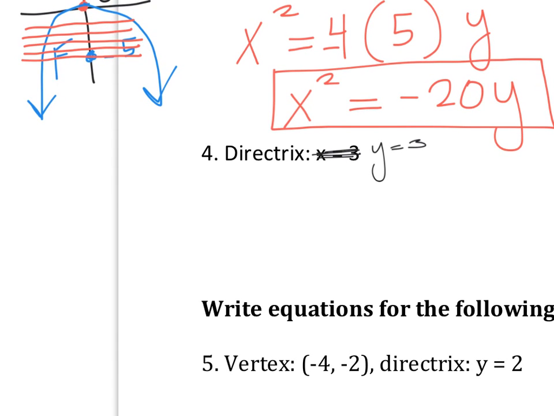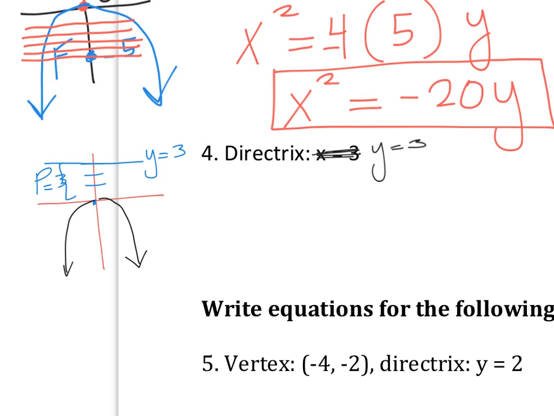Let me graph that. That will help me realize how this parabola opens. So I know that the vertex is at 0, 0, and y equals 3, so 1, 2, 3, that is my directrix. The distance between the directrix and the vertex, that's your p, which in this case is 3. So the distance between them is 3. Now remember that the directrix and the parabola will not intersect. So the parabola must open downward while the focus is somewhere inside the parabola. I don't really need to find it to write the equation, so I don't need to worry about that.